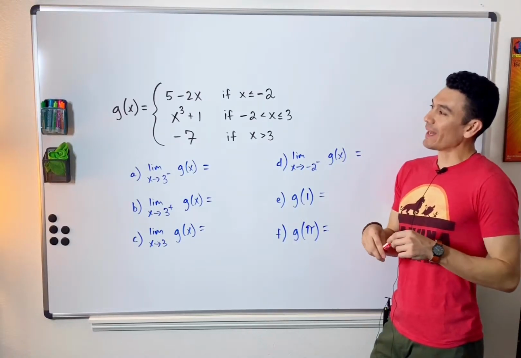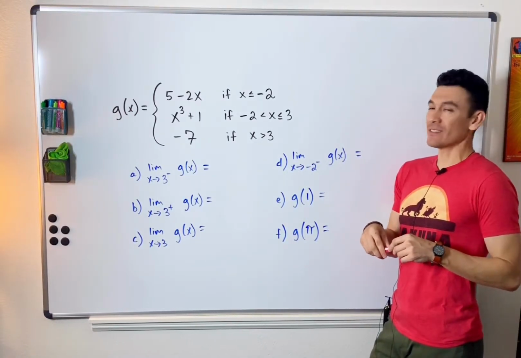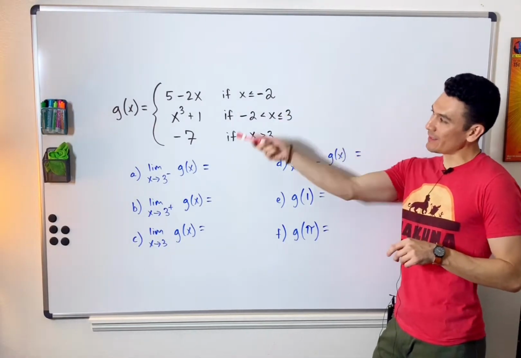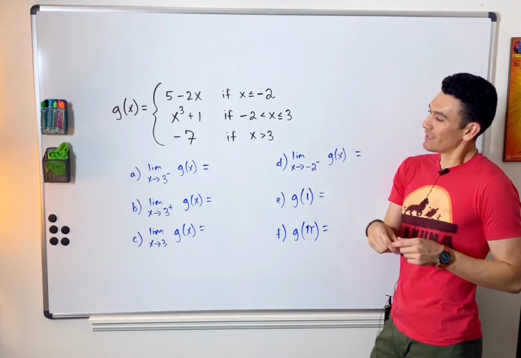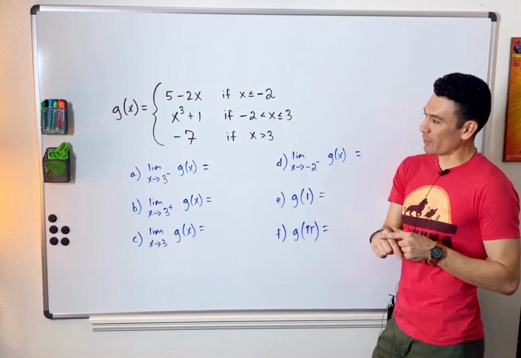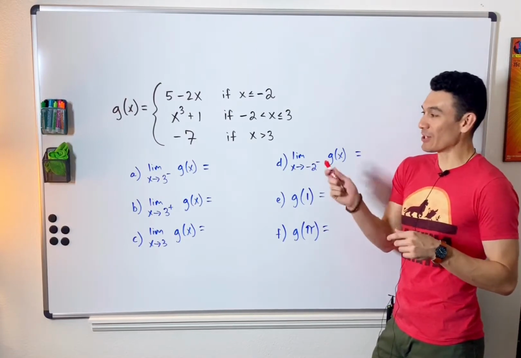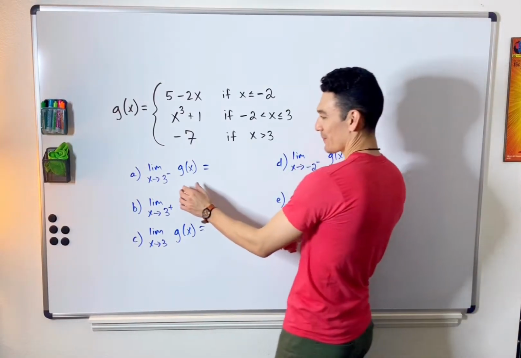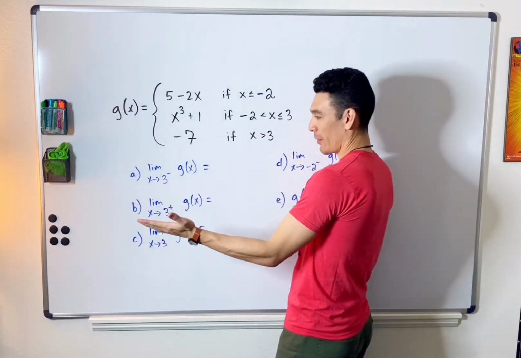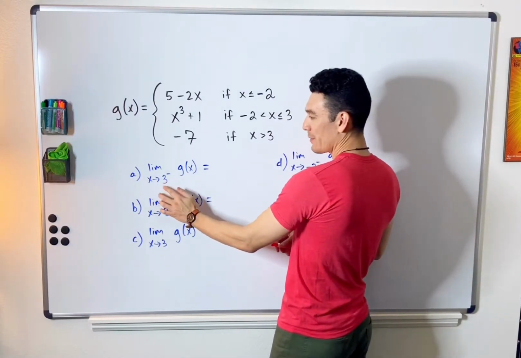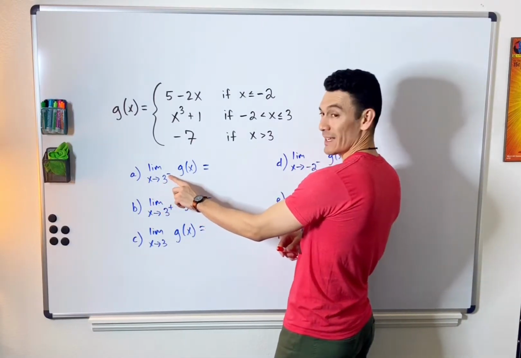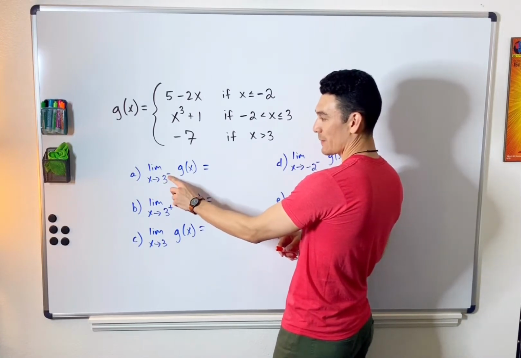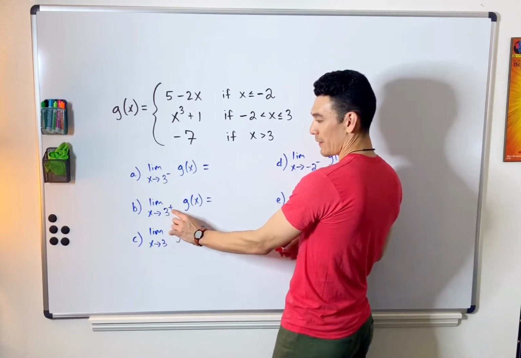Alright, suppose we have a piecewise defined function called g with these characteristics about it. Let's do some limit expressions here, shall we? So part A. What are we going to approach? We're approaching 3 from the left-hand side, right? Because this means 3 from the left, this means 3 from the right.